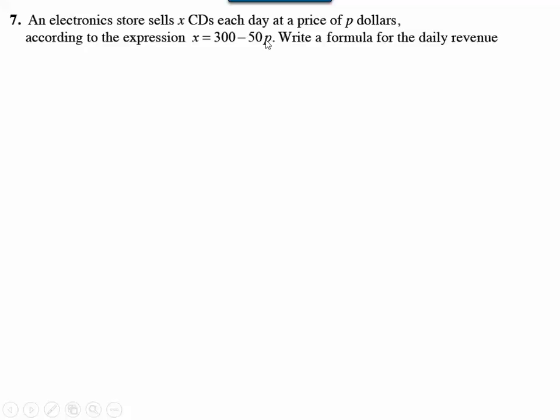Bump this up to $2. That's going to be 100. So that means 300 minus 100, that means if I sell the CD at $2, I'm going to sell only about 200 pieces each day. So eventually, if you get up to $6, you're not selling anything at all. It's not worth it. Must be some horrible CD, I gotta say. But we'll go from there.